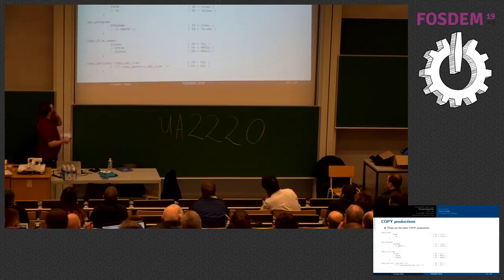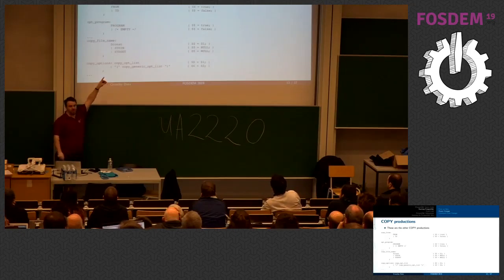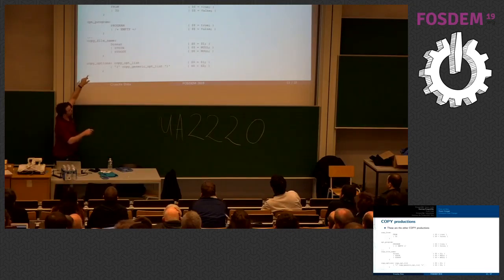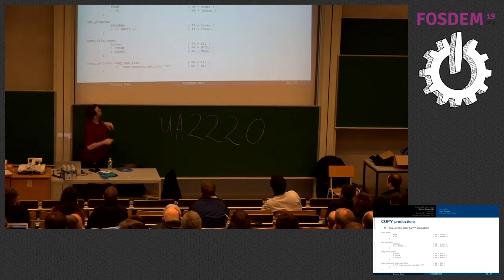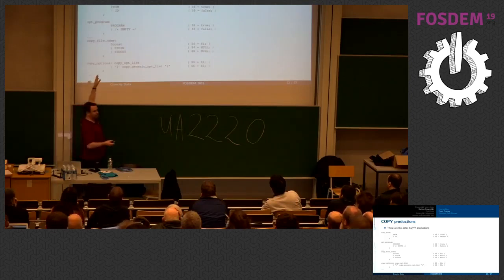So let's look at some of them. Here you can see there's a copy_from production that says whether the copy is from or to. $$ says assign this node this value. So this particular copy_from is getting assigned either true or false based on whether it's from or to. And then we have opt_program, which is, again, true or false, depending on whether we have the program keyword. This is an optional additional keyword to the copy statement, et cetera, et cetera.